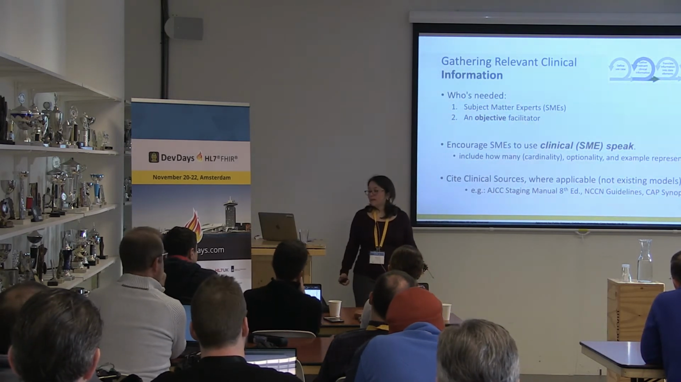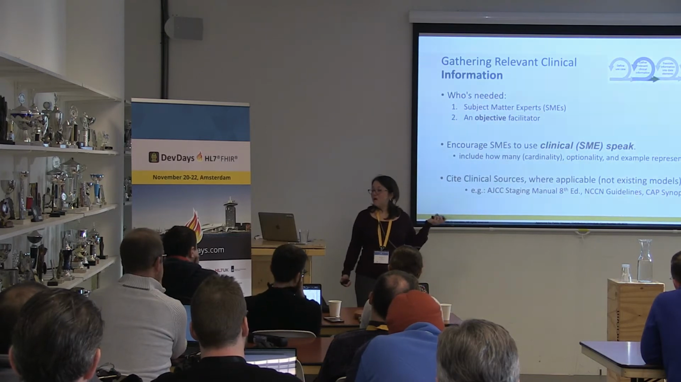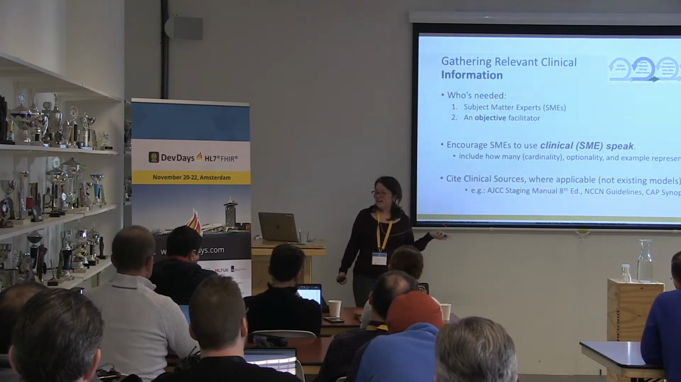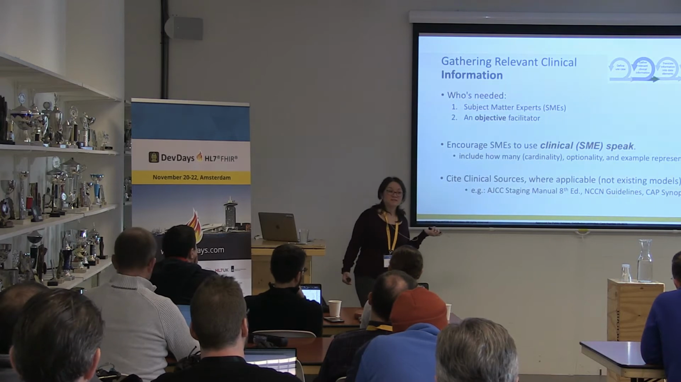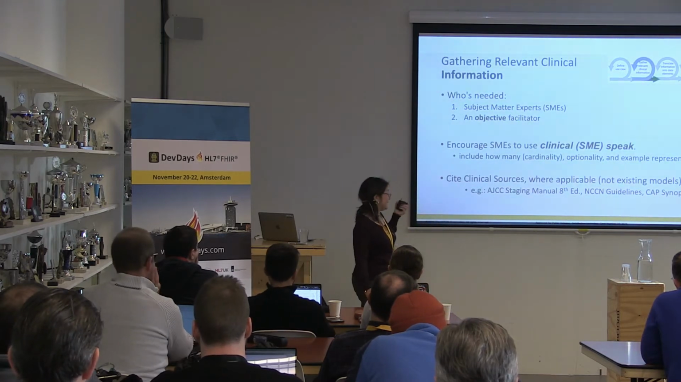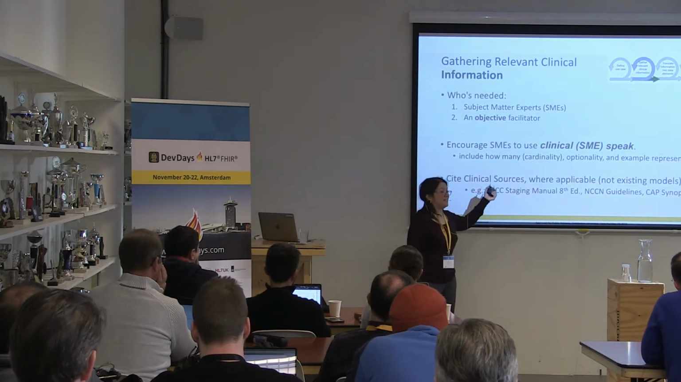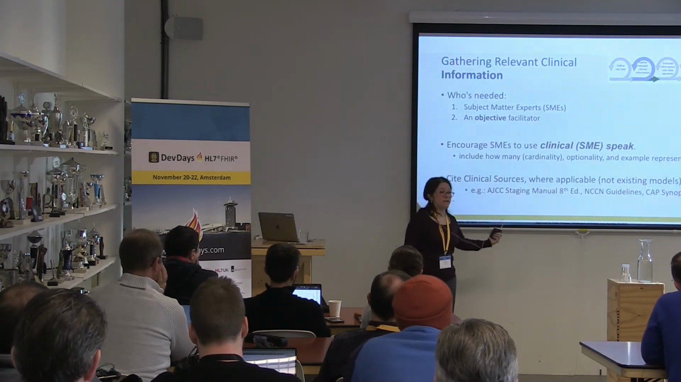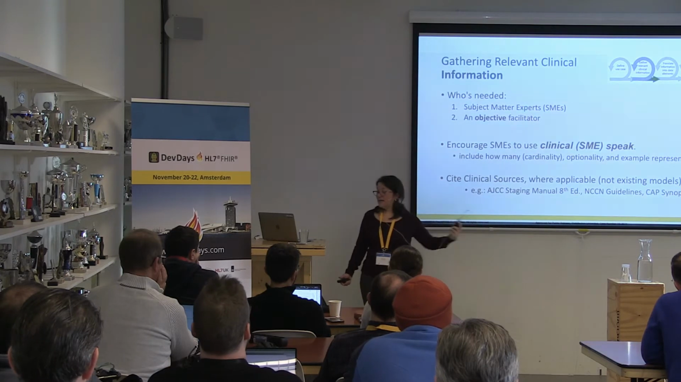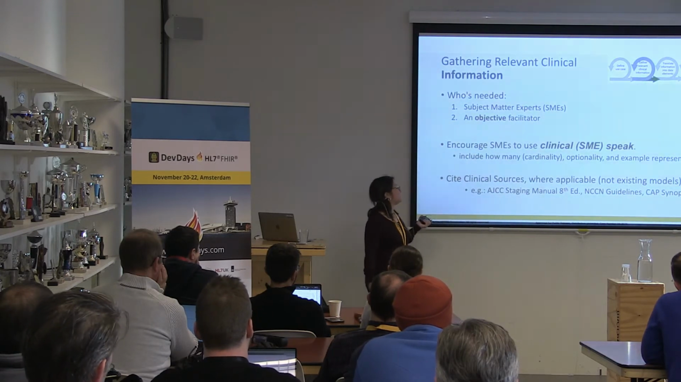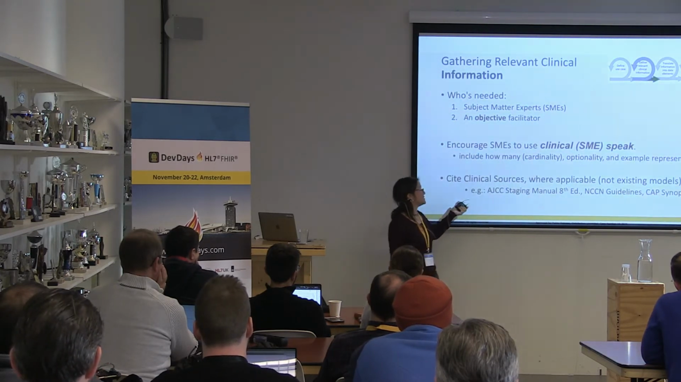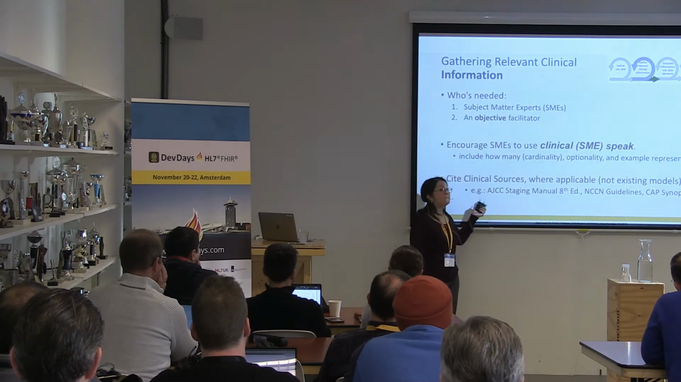Now I said include how many, whether you need it or not, and an example. Right? So we gave an example that they gave in plain text. And try not to use words like cardinality and optionality. Just say how many and what. And I can't stress enough how important this is: clinical sources where applicable, not models.